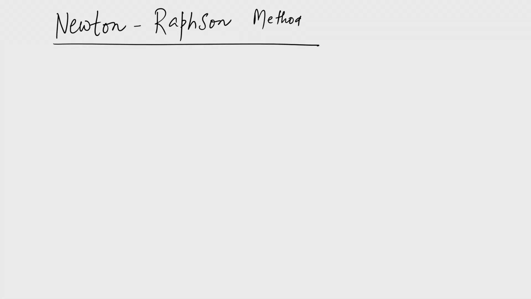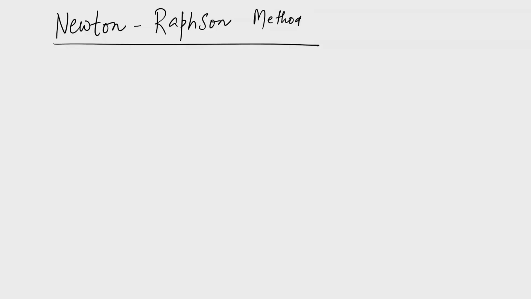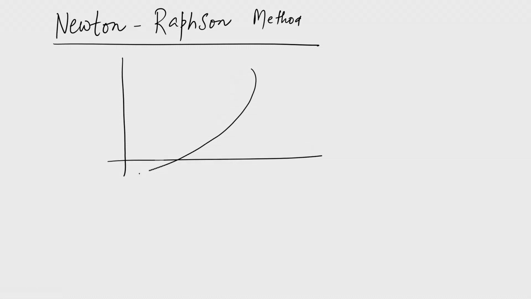So, what is this method? How do we use it to calculate the root of a given equation? It of course requires only one value to guess. So, it starts with just one value, and let us consider the following graph for f x. So, this is f x as a function of x.